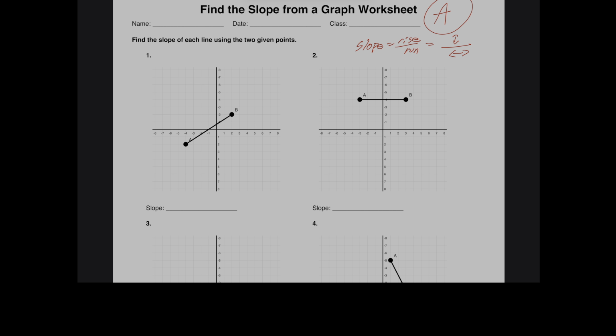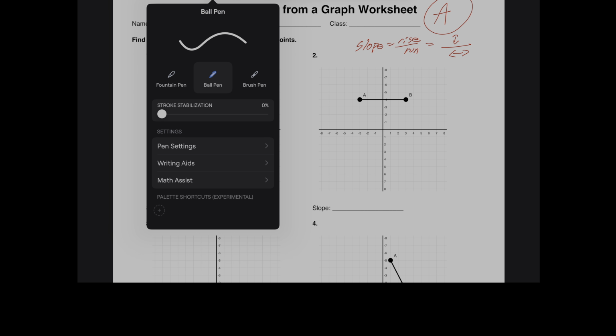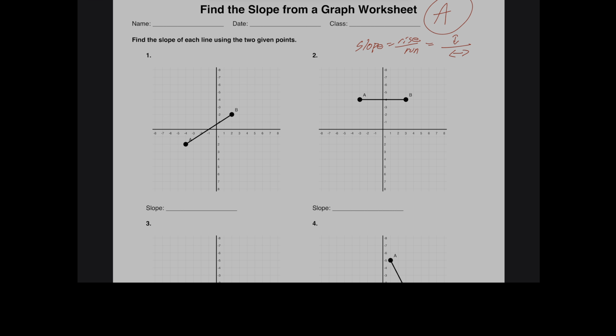The reason we do that is that if you go left to right, your bottom number is always going to be positive. You only have to worry about the top number, because you're always going to the right. If I go right, it's positive. If I go left, it's negative. If I go up, it's positive, and if I go down, it's negative.